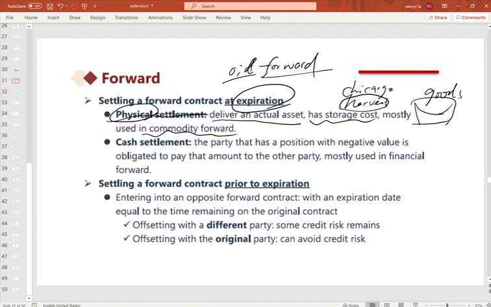The other way, we will not ship the goods. We will just settle the payment using cash. This is called cash settlement. Instead, you will not deliver the real physical goods. You will only check who will get paid and how much they will get paid. So we only do the cash settlement.